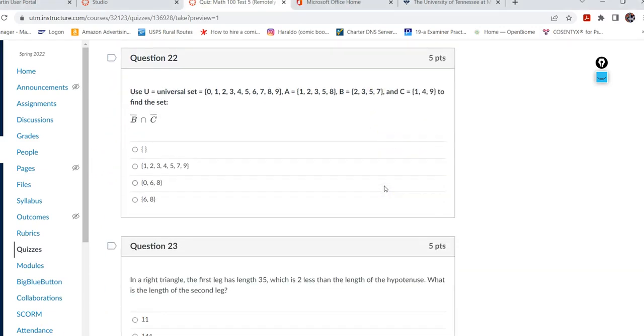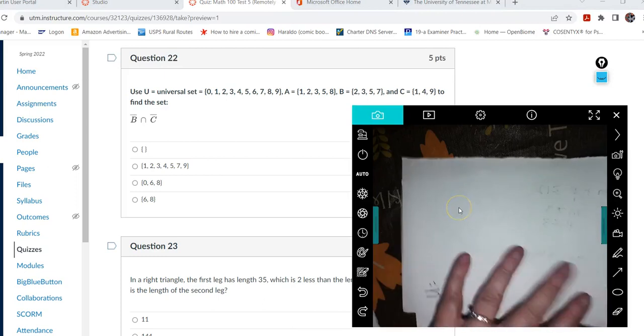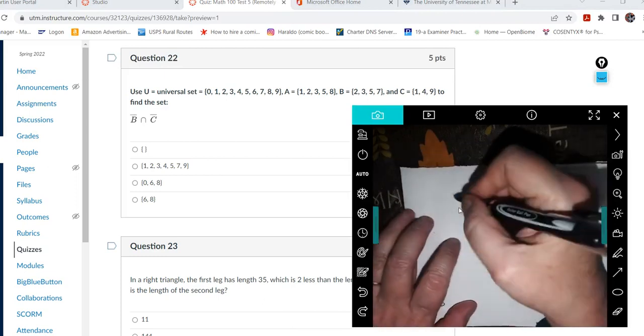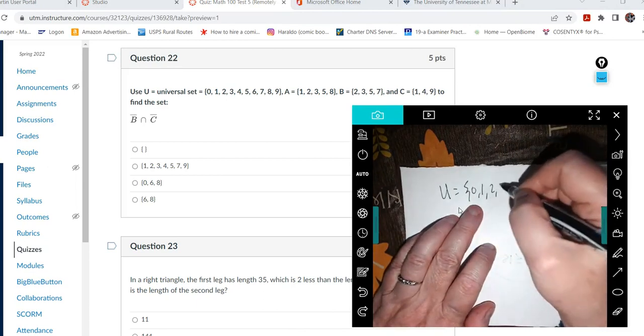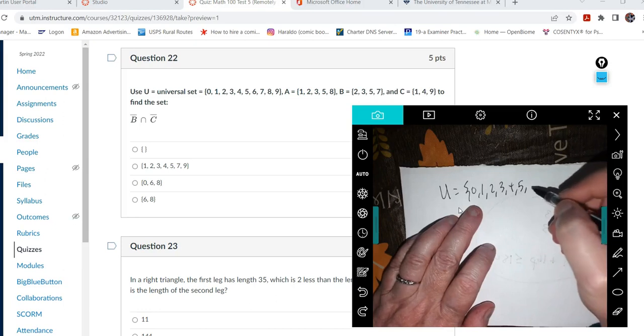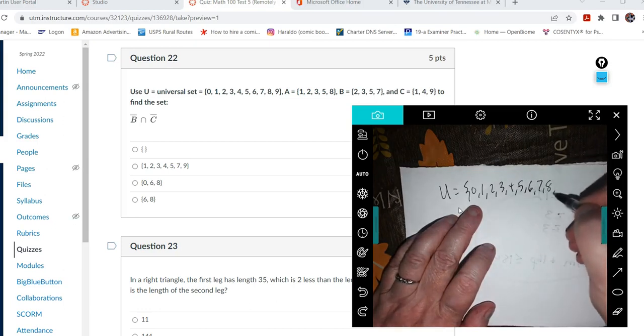Okay. Now they want, we're going to use this universal set. Okay. So my universal set, let me write this down. Write it down here. Let me get my camera up. My universal set is 0, 1, 2, 3, 4, 5, 6, 7, 8, and 9.